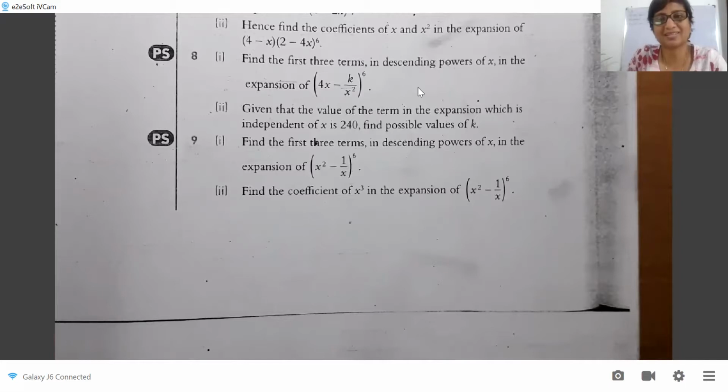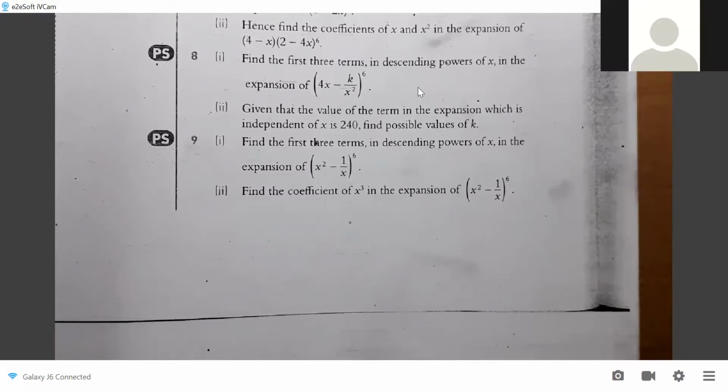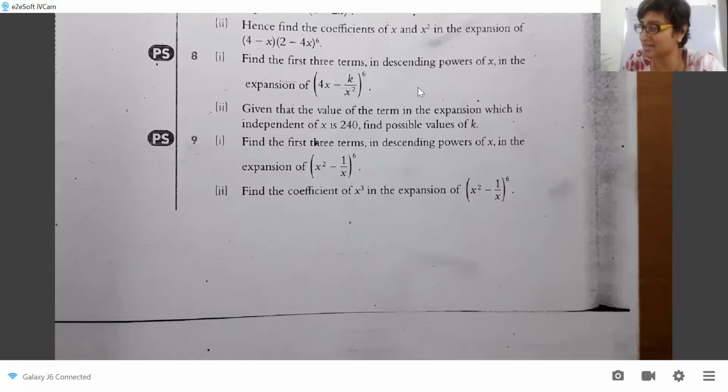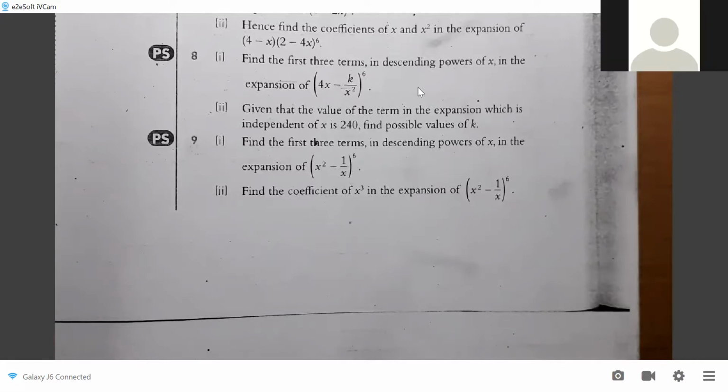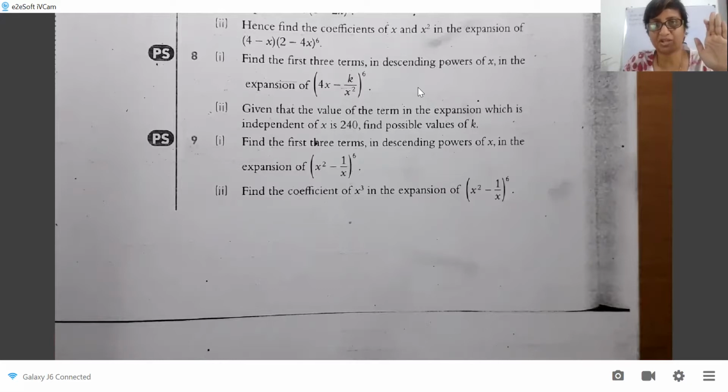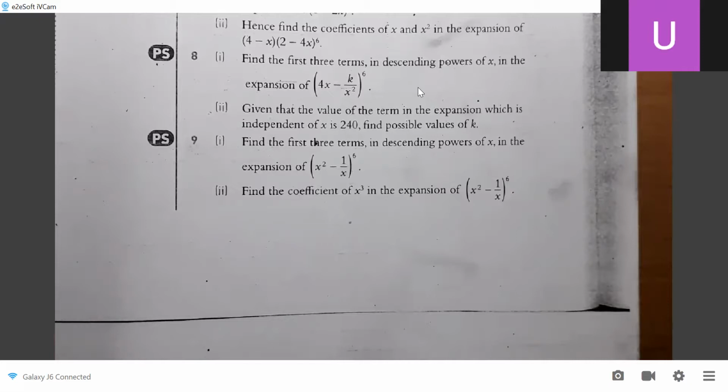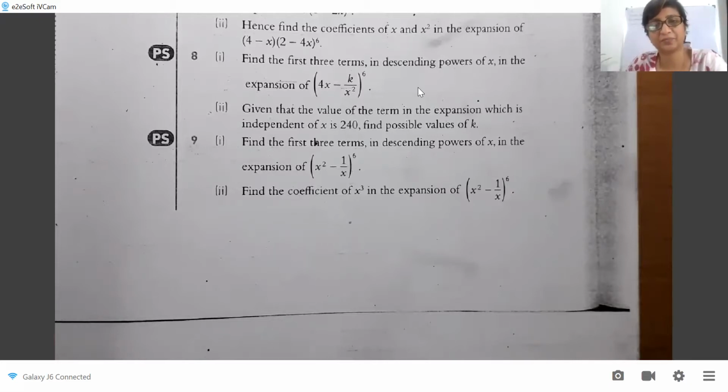How is the first part? Miss, I'm in the second part. Okay, can I know the first part, the three terms? Let's check whether you both have gotten the same three terms. So what's the first term? X to the power of 12. Correct, Umasha? Miss, I'm still doing the first part. Okay, then just continue doing.